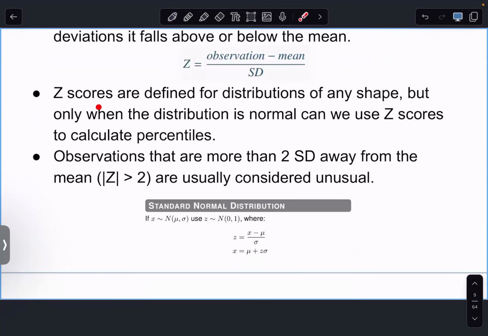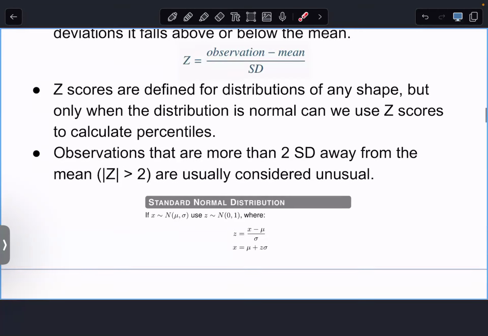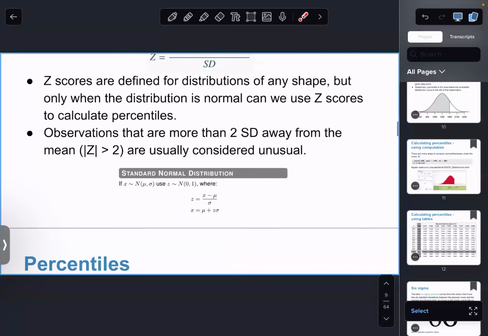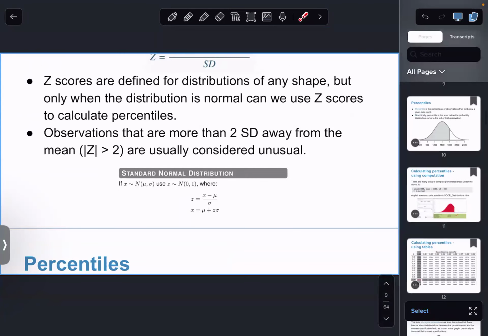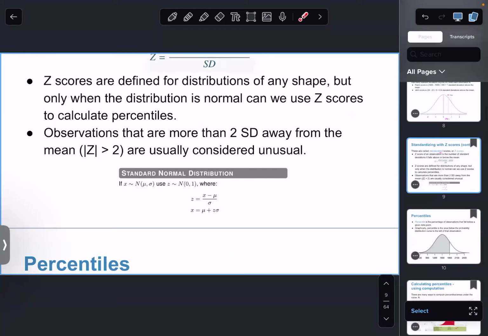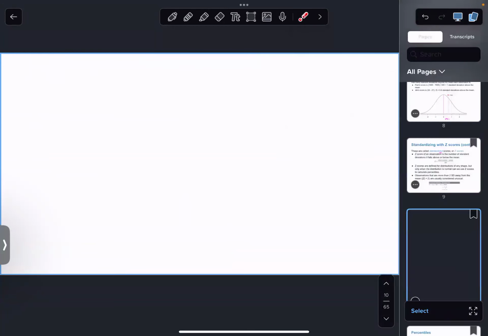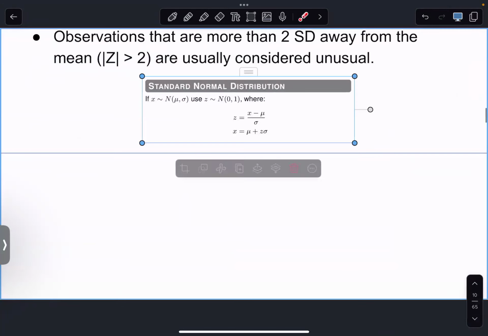Now Z-scores, you can standardize any distribution or values from any distribution, but we're going to focus on Z-scores for normal distributions, but we can do them for any distribution. Now, before we get ahead of ourselves here, I'm going to add a page and sneak this down here.